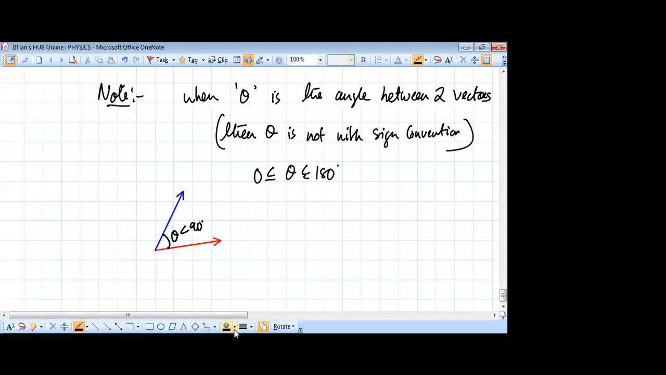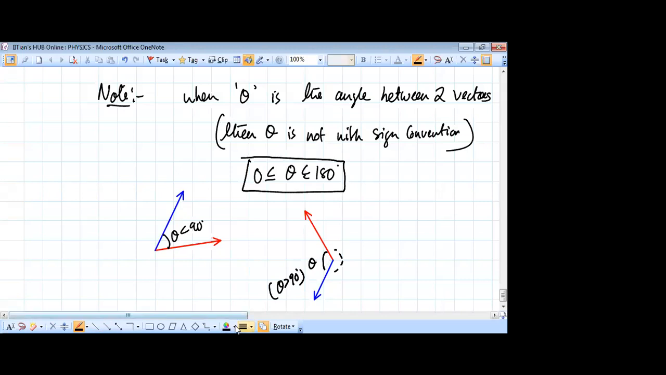Okay. Then if you take a case like this, where this is one vector, and let us say this is some other vector, then we will not take theta as the smaller angle. We will take theta as this angle. This will be theta. And in this case, you can see theta is greater than 90 degrees. But this other side won't be taken as theta, so it cannot be greater than 180. So theta will always be in a range like this.